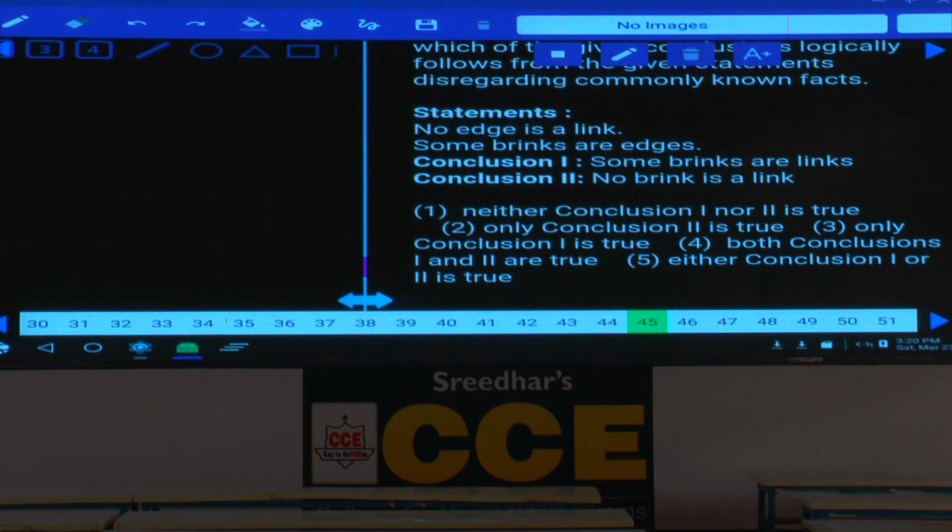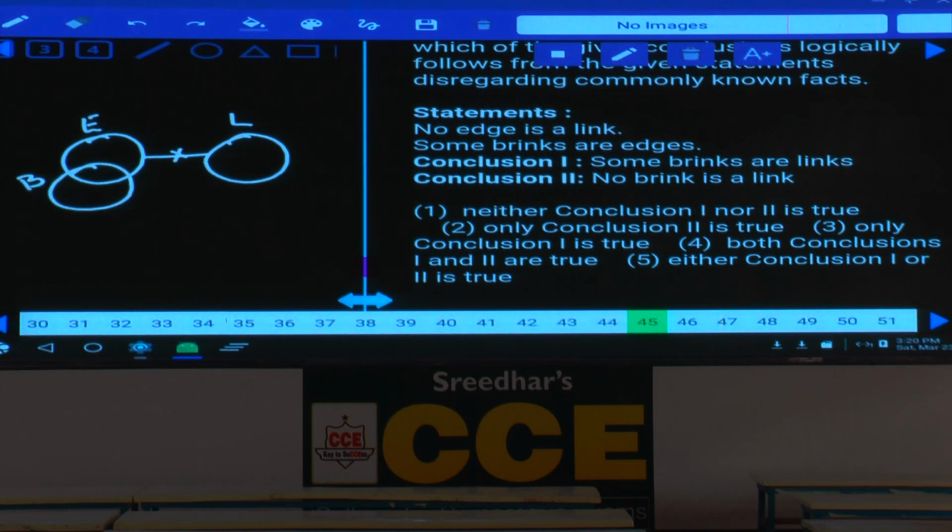Now question number 80. No edge is link. Edge is here and link is here. No intersection between edge and link. And some of the brinks are edges. Now some brinks are edges, brink and edge. Then first conclusion, some brinks are links, that is false. And second one, no brink is a link, that is definitely true.